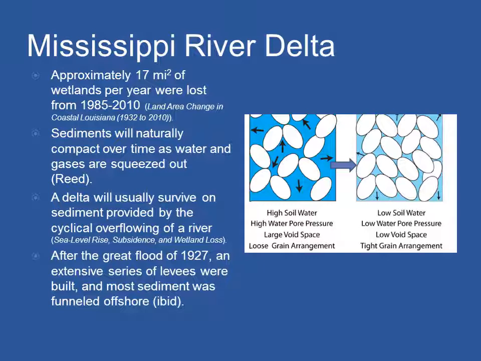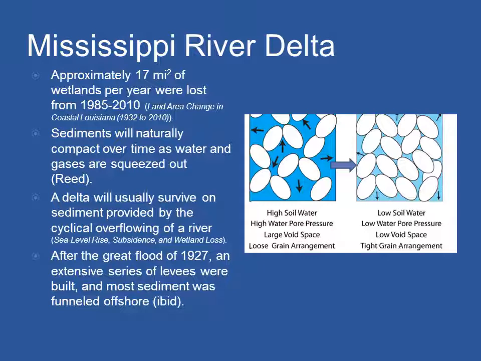The reason why the delta is subsiding is because sediments naturally compact over time as water and gases are squeezed out and pore space decreases. As you can see in this little diagram here, the image on the right shows compaction because the pore spaces are now much smaller and anything that was between them was squeezed out. This has the effect of lowering the surface of the land and causing it to sink.